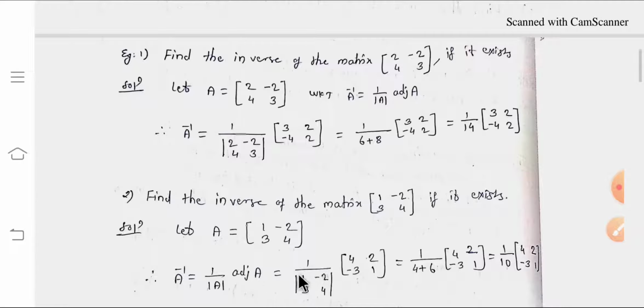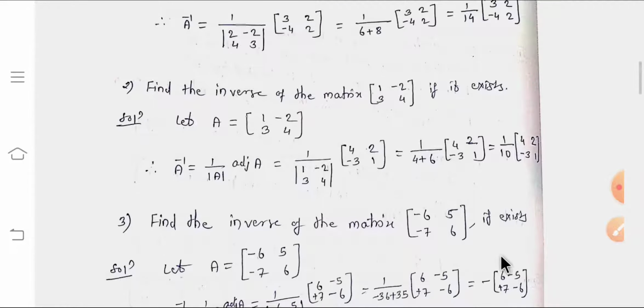That equals 1 by determinant of [1, -2; 3, 4]. The adjoint of A is of order 2, so we interchange the principal diagonal elements, 4 and 1, and change the sign of the other diagonal elements: minus 2 becomes plus 2, and 3 becomes minus 3. The determinant value is 1 times 4, which is 4, plus 6, that is 10. So A inverse equals 1 by 10 into [4, 2; -3, 1].